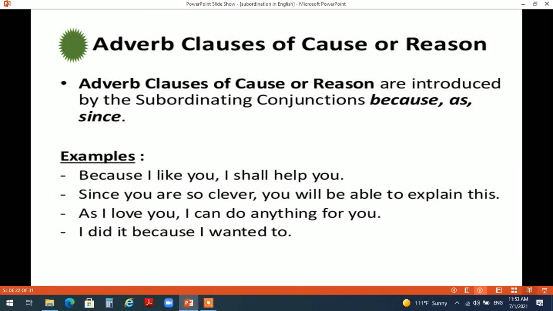Since you are so clever, you will be able to explain this. Since you are so clever, this is an adverbial clause of reason. As I love you, I can do anything for you. As I love you, this is the adverbial clause of reason because it gives the reason for something. I did it because I wanted to. Because I wanted to, this will be the adverbial clause of reason.